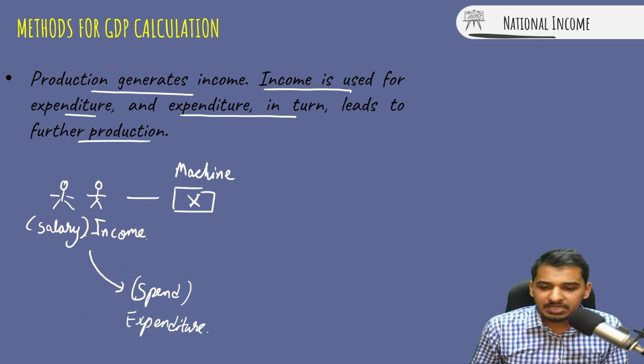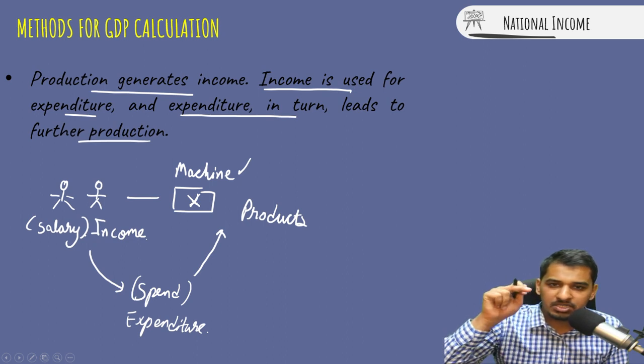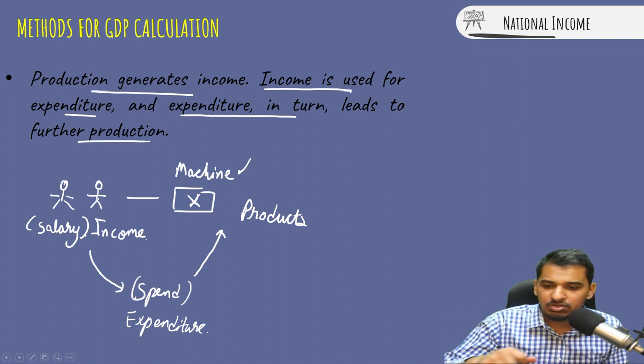And what will they spend it on? They will buy some products, say machine X they are buying. So a cycle is formed in which income is leading to expenditure, expenditure is leading to production or products, and production is leading to income. So a cycle is there of income, expenditure and production.